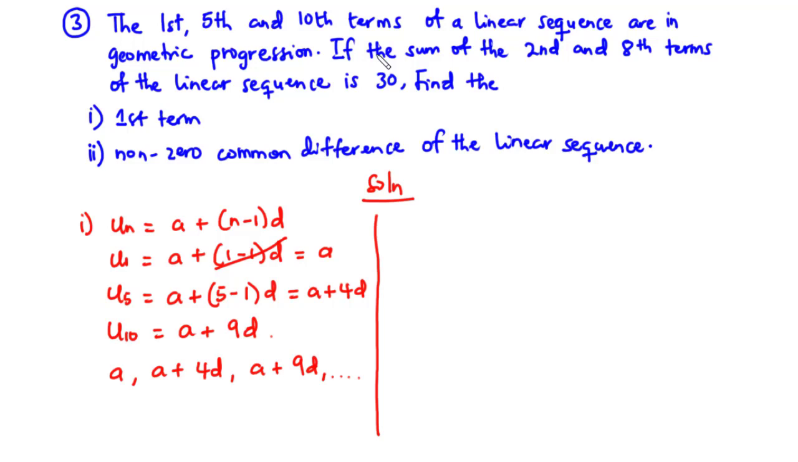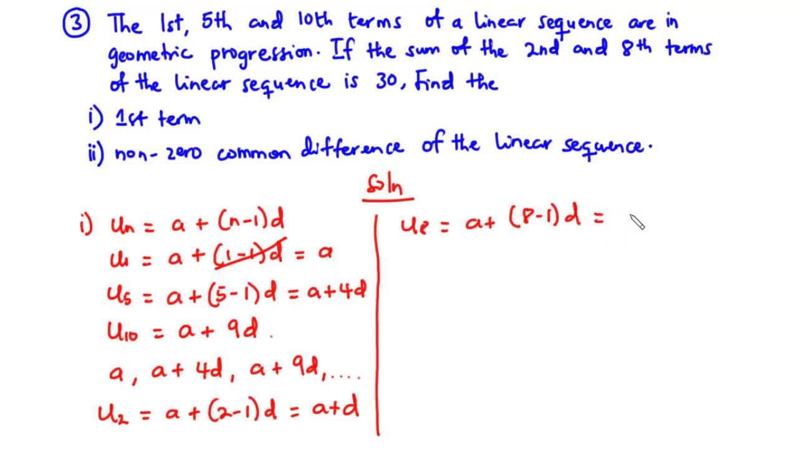Now from the question, we are told that if the sum of the second and the 8th terms of the linear sequence is 30, then we are going to find I and II. So the second term is u2, and that is going to be a plus 2 minus 1 times d, which is equal to a plus d. And then also we have u8, which is equal to a plus 8 minus 1 times d, that is a plus 7d. So this is u2 and then u8.